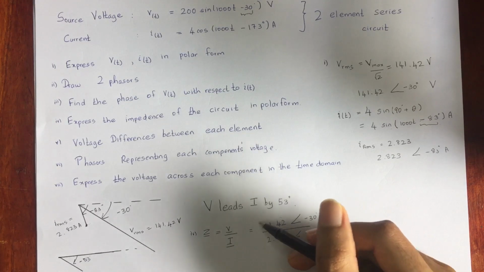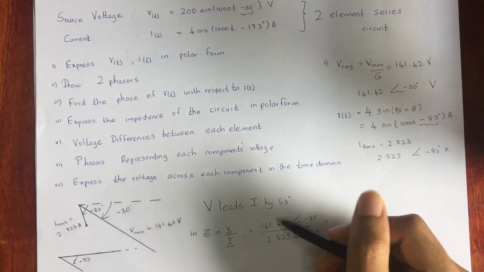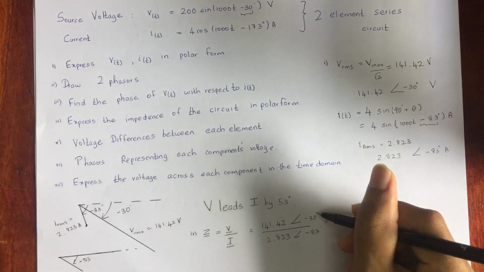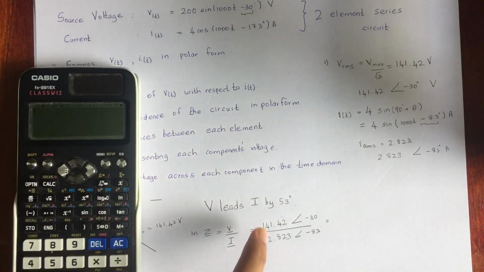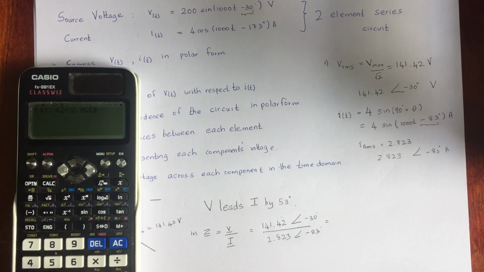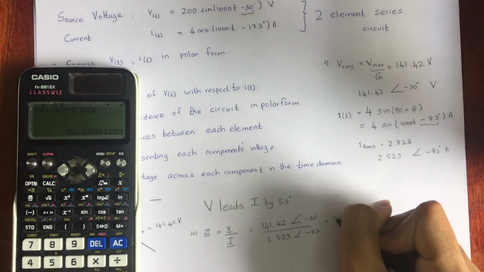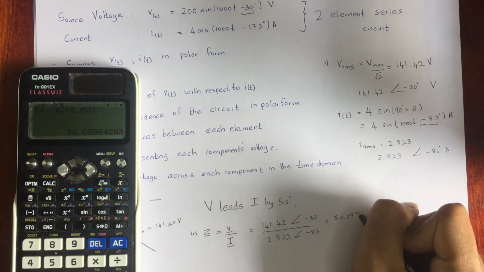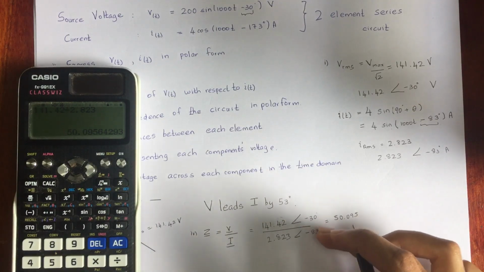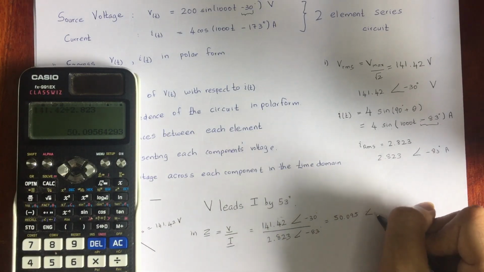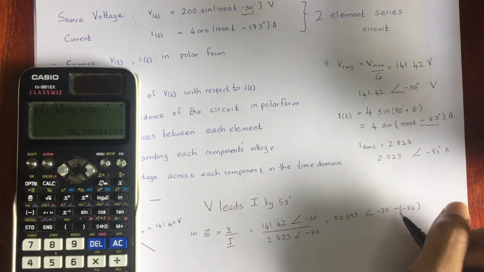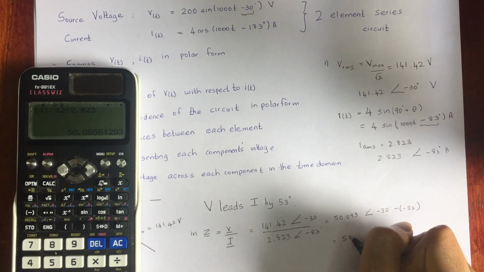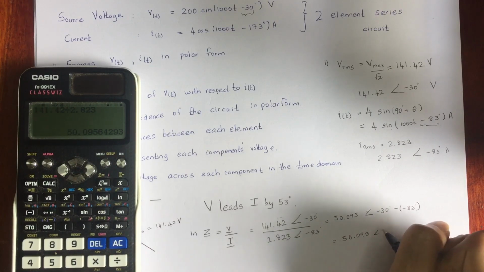So over here, how to simplify this is very simple. You can directly divide these magnitude RMS values, both RMS values, and after that you need to deduct this angle from this part. Let's say if I directly divide these two, I am going to get 141.42 divided by 2.823, which is 50.095. And if I deduct this part from this one, minus 30 minus 83, the resultant would be positive 53. So this is known as impedance.